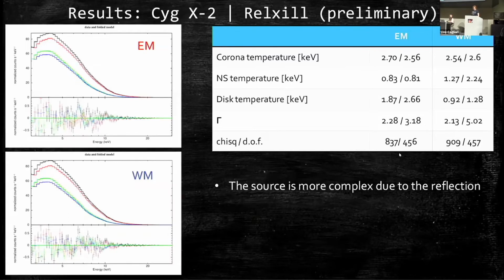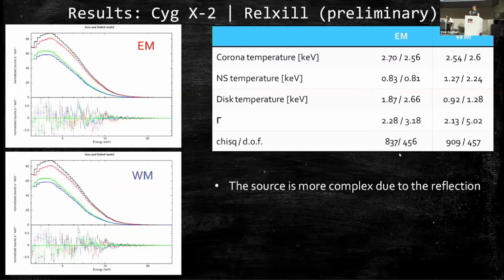Okay. Now, moving on to the last source, which was Cygnus X-2, I said that we used not just two different geometries for the corona, but we also used two different reflection models, which were Relxill and Relxill-CP. So we tested those two against each other. I'm just showing very preliminary results here because we've been struggling with those fits, and it is definitely a work in progress.